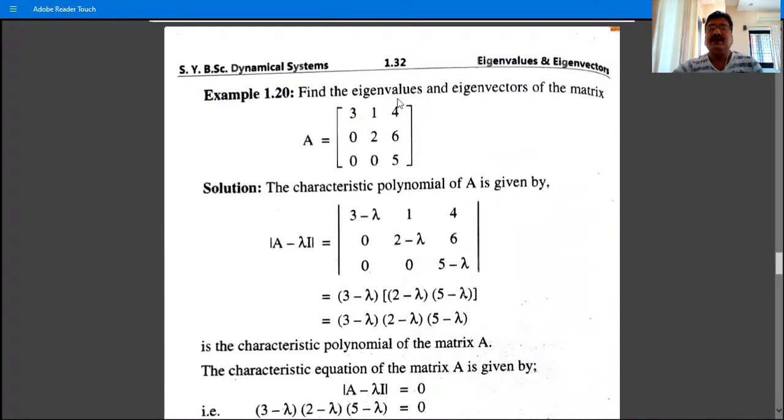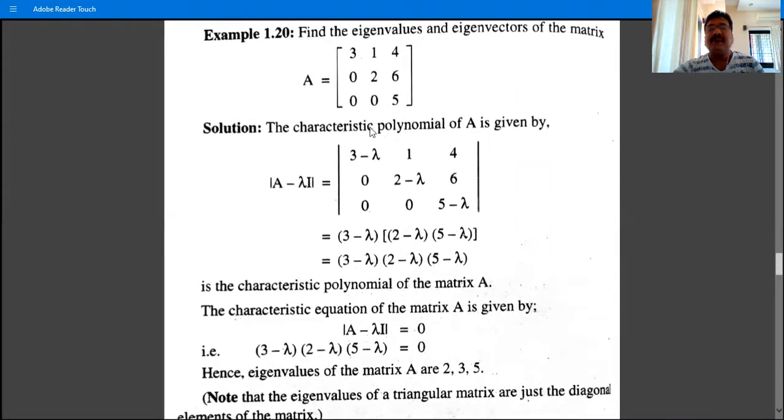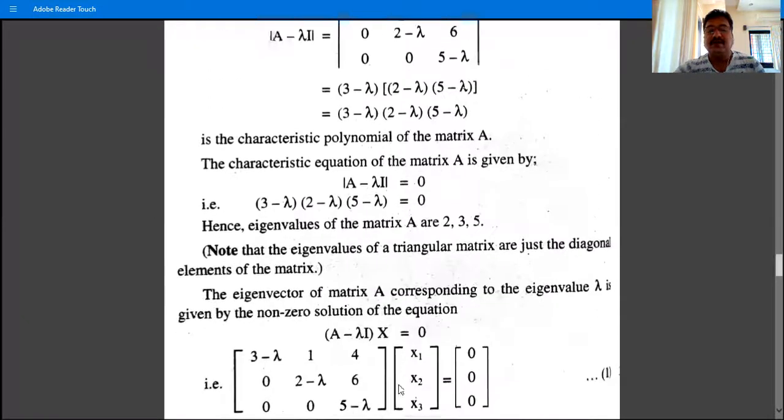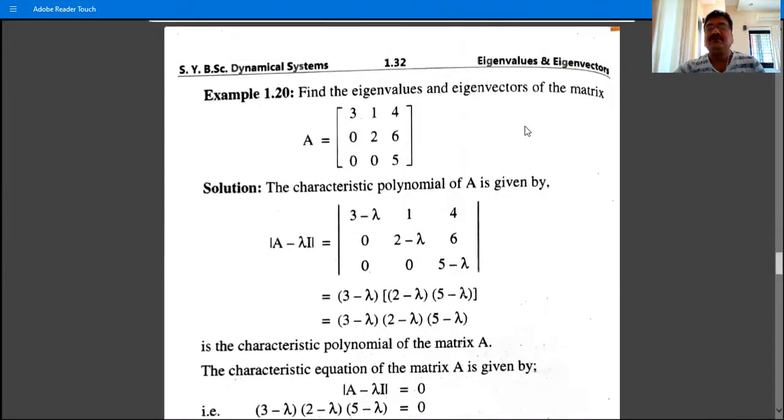Actually, we have to find the eigenvalues of this matrix. This is an upper triangular matrix. If the matrix is upper triangular, then its diagonal elements are the eigenvalues. So 3, 2, 5: without applying this procedure, we can directly write that the eigenvalues of this matrix are 2, 3, 5. Just the diagonal elements are the eigenvalues of that matrix, or apply the procedure. So we will see this example in the next lecture.